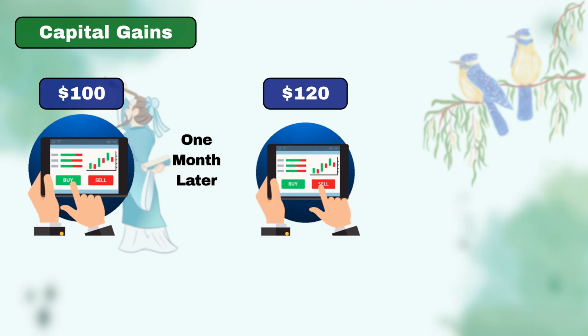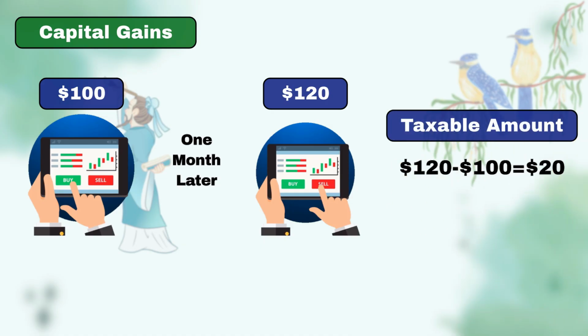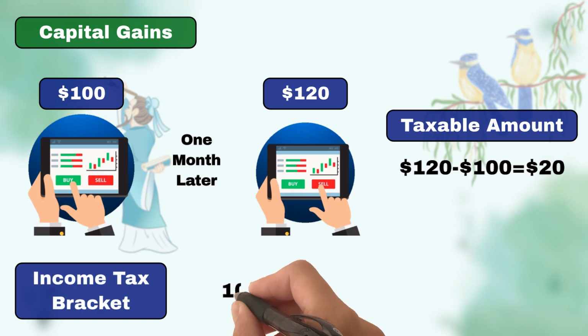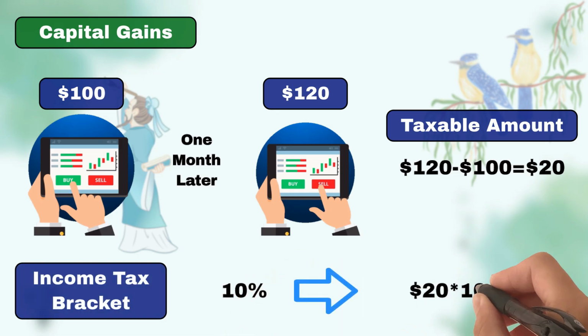Your gain isn't the full $120. You are only taxed on the profit you made, $20. How much you pay depends on your income tax bracket. If you're in the 10% bracket, you will owe $2 on this $20 gain. That means you still come out ahead with $18.